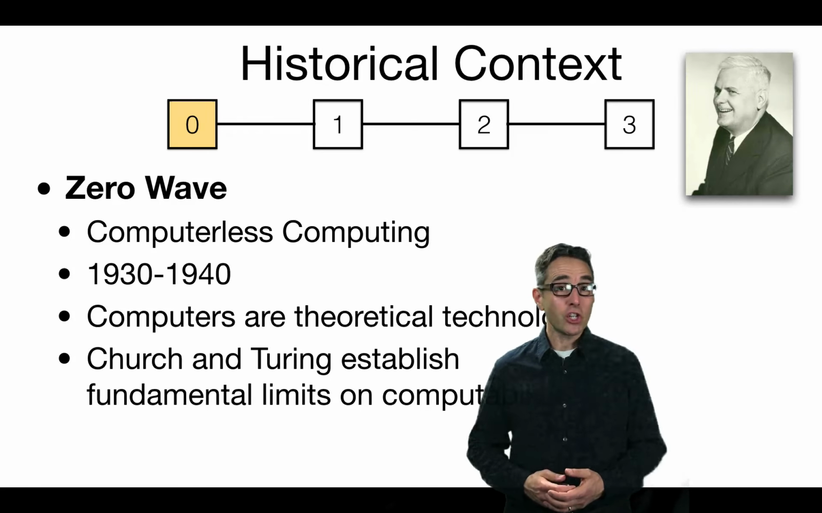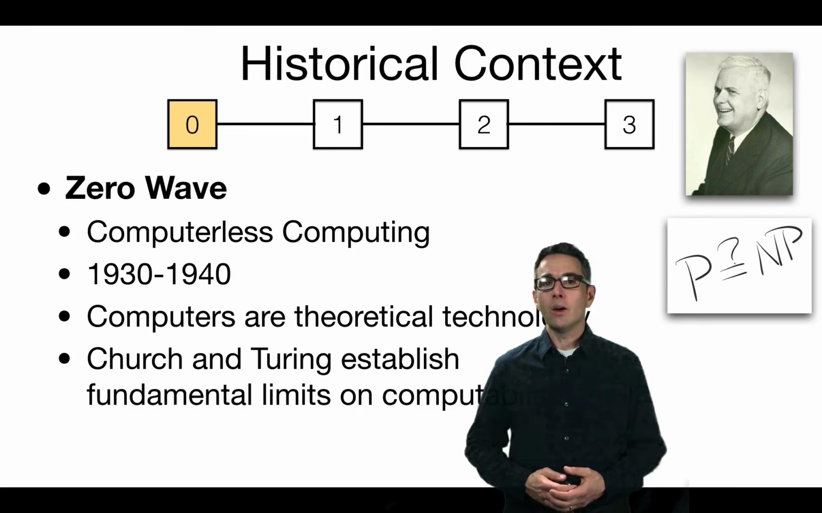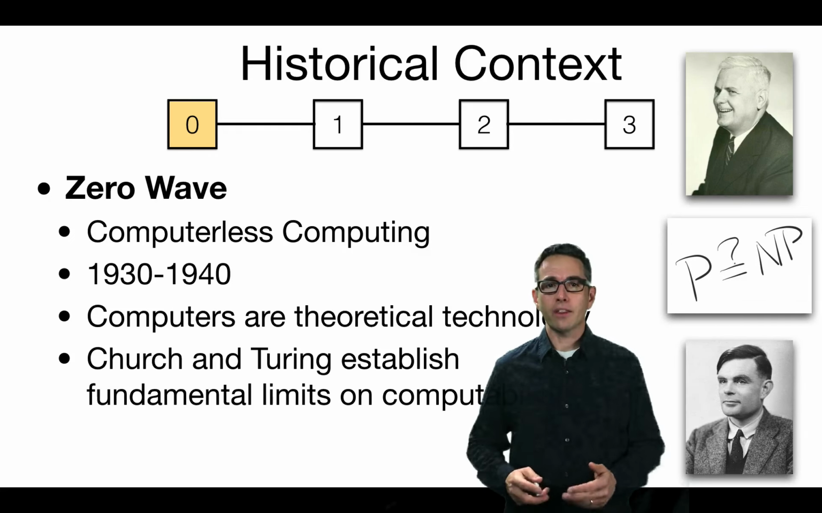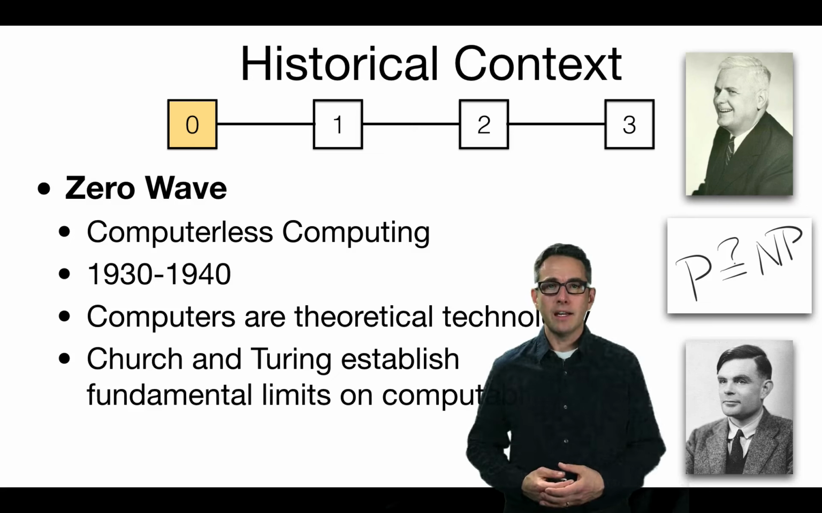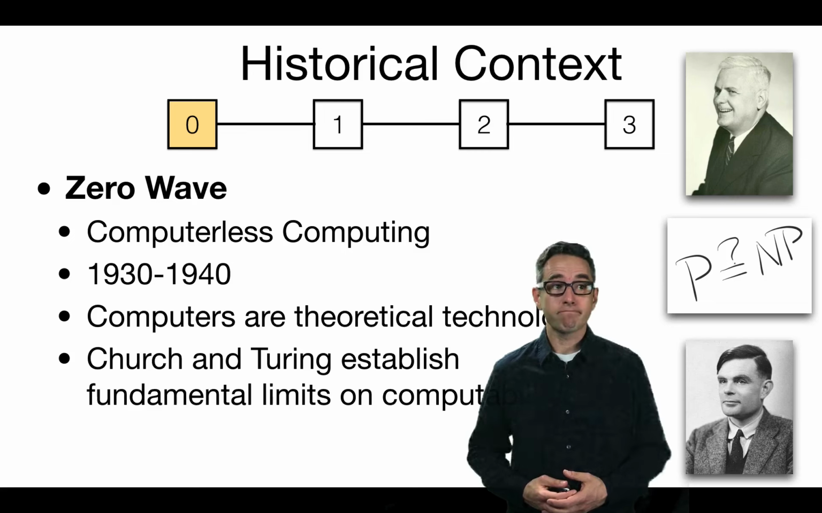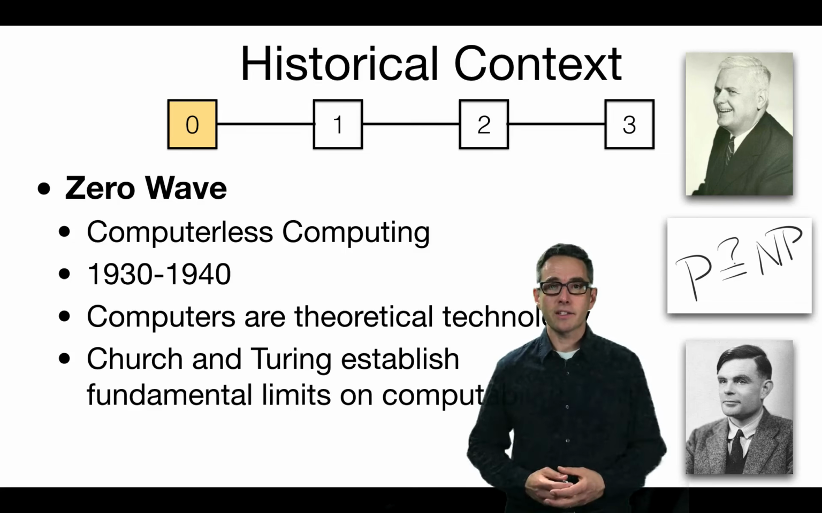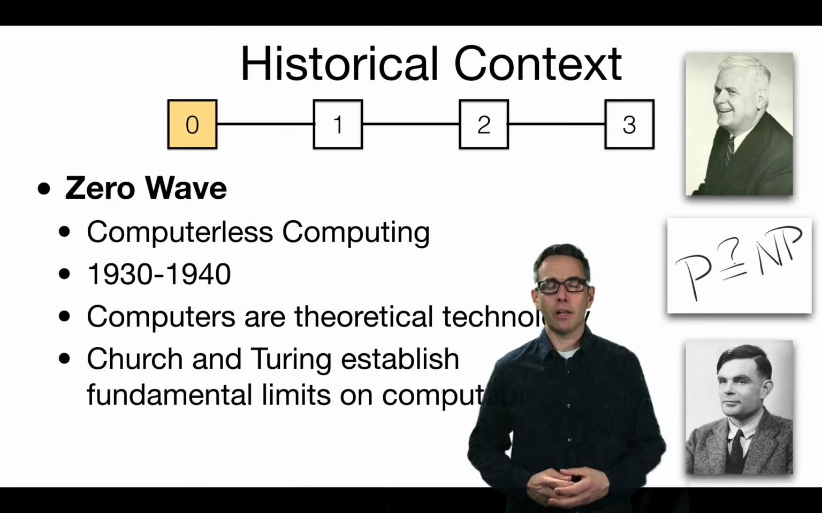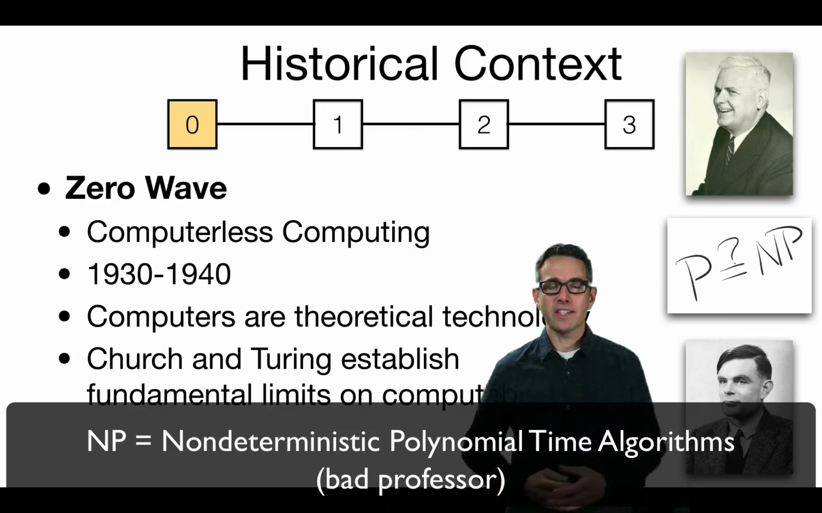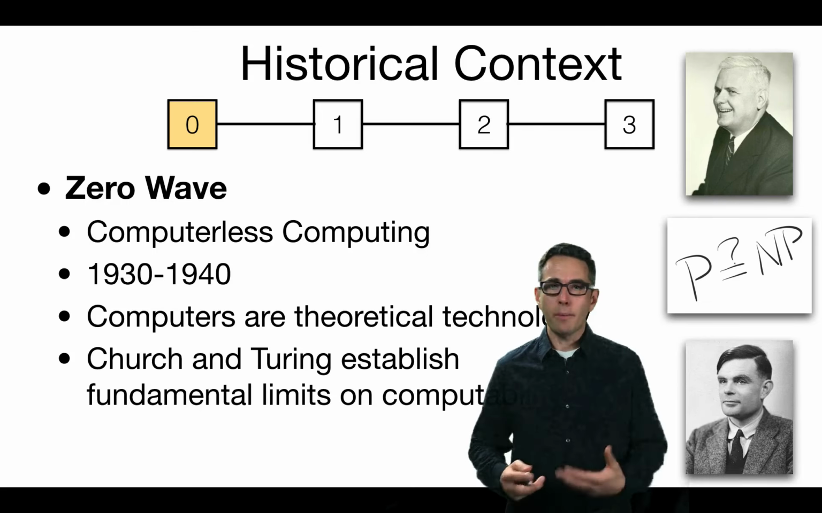So people like Church and Turing were arguing questions about theoretical concepts like, does P equal NP or not? This question remains one of the great unsolved theoretical questions in computer science today. It's asking whether polynomial time algorithms and non-polynomial time algorithms are the same class of algorithm. So before there were computers, there were people working on the fundamental limits of computing.